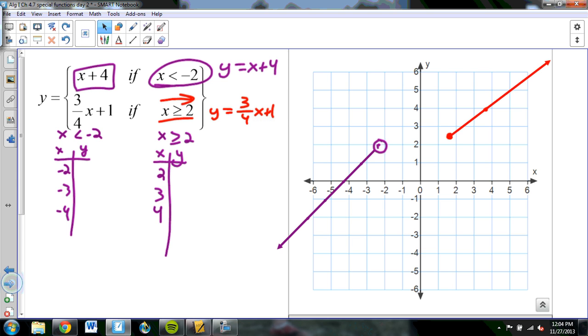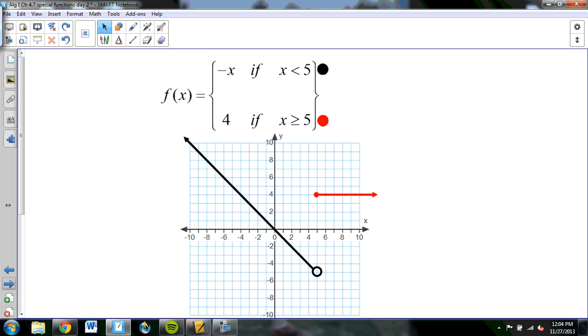I'll show another way of illustrating that. We'll come back to that slide. This is a piecewise function that I've already graphed. Here's the black piece, y equals negative x. Here's the red piece, y equals 4. This piece is just the part that we're showing of a whole invisible line that we've erased. And the black piece is just the piece that we're showing of the whole invisible line that we've erased.